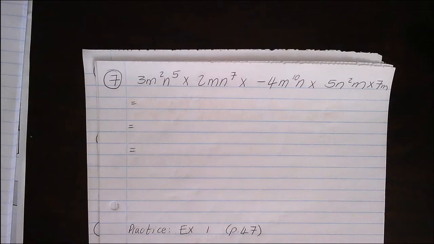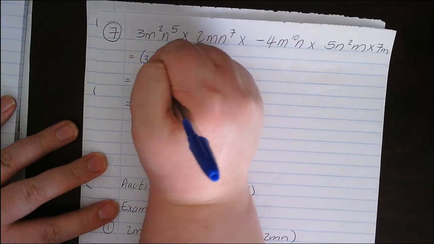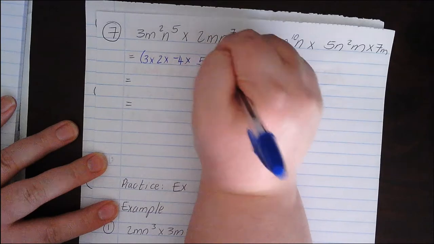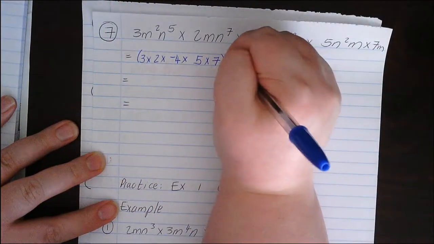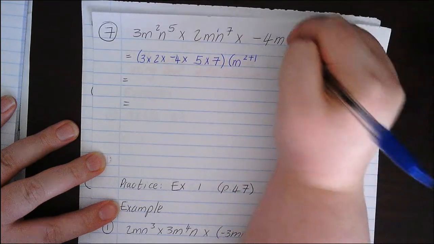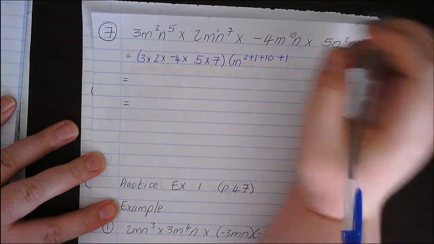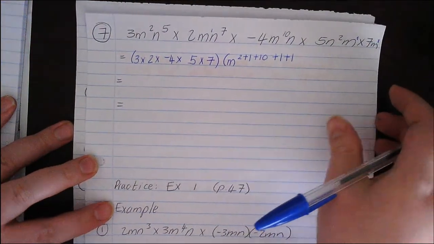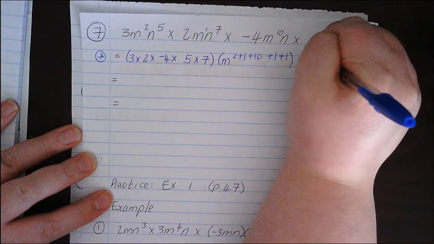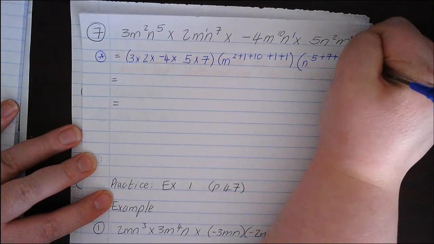All right, let's look at a difficult one. Okay, so we have 3 times 2 times negative 4 times 5 times 7. Then for the m's, we have m to the power 2 plus the invisible 1 plus 10 plus that invisible 1 plus that invisible 1 over there. Okay, you don't need this step, by the way. I'm grouping all my m's together.